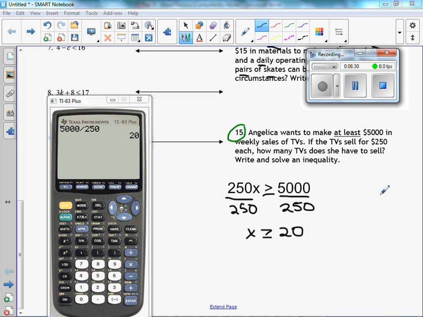Okay, give yourself a virtual high five if you got it correct. She has to sell 20 or more televisions before she can make at least $5,000. So if she sold 20 televisions, you would multiply that times 250. She would make exactly $5,000. So you can have at least. Anything more than 20 satisfies what she wants in her weekly sales.